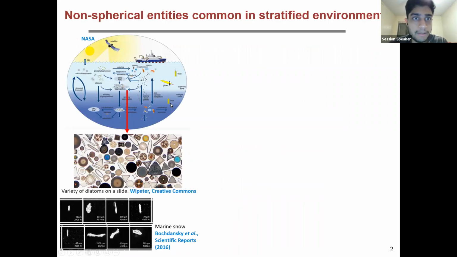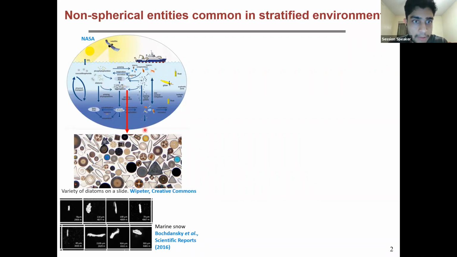To give a brief motivation, the upper layers of oceans usually observe a vertical variation in density, which can be due to vertical variation in temperature or salinity. And these layers are host to a bunch of different entities like microorganisms and fishes and submarines and marine snow particles and nutrients.